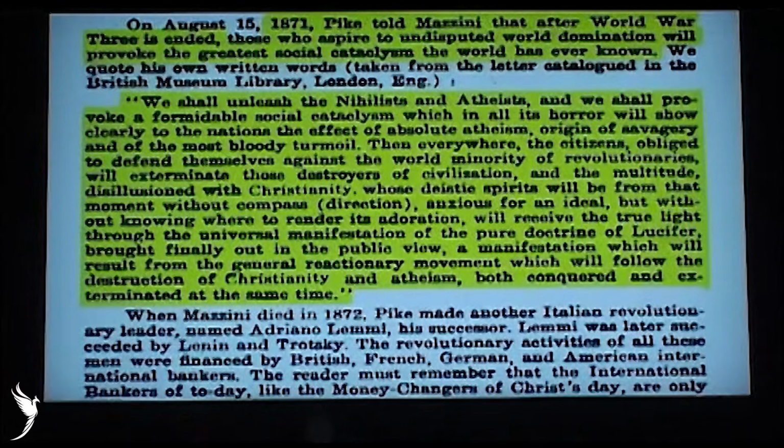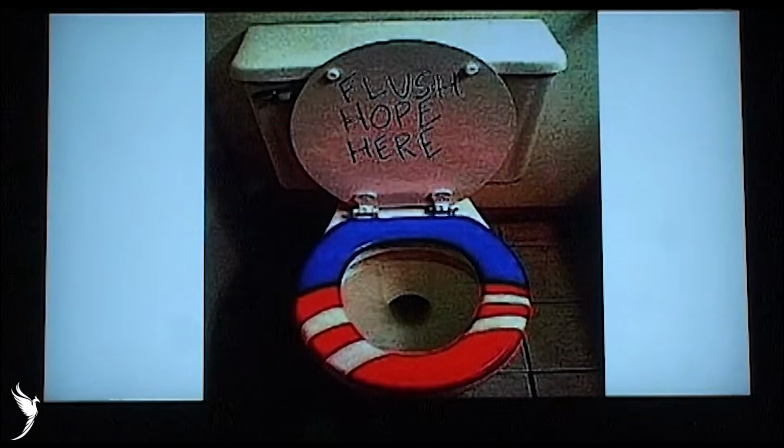Read over that and think about what you're reading. That was written as far back as 1871 about the world minority of revolutionaries bringing to the world terrorism. And it says, we shall unleash the nihilists and the atheists, showing that this has been planned as far back as 1871. These guys are good. So that's your Obama New World Order. This is where your hope for the future of America should go.